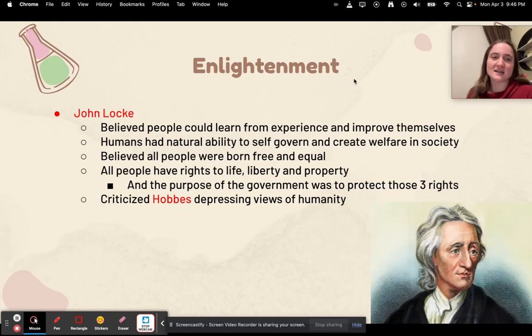All right, John Locke. So he believed people could learn from experience and improve themselves. So he's pretty much the opposite of Hobbes. He believed that humans had natural ability to self-govern and create welfare in society. So he had a definitely more optimistic outlook. He also believed all people were born free and equal. He also believed people have three rights: the right to life, liberty, and property. And the purpose of the government was to protect these three rights. And he definitely criticized Hobbes' depressing views of humanity.